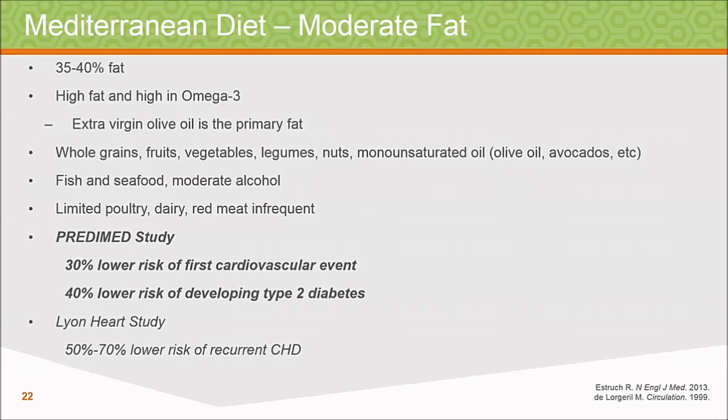Fish, seafood, moderate alcohol, that's the one my patients like. Remember, that's a glass of wine for women or 2 glasses of wine for men. And no, they can't have all 7 drinks on Friday night. The PREDIMED study, that's a really interesting one where they found a 30% lowering in the risk of the first cardiovascular event and a 40% lower risk of developing type 2 diabetes. And then the Lyon heart study, which showed a really significant drop in the risk of recurrent coronary heart disease.